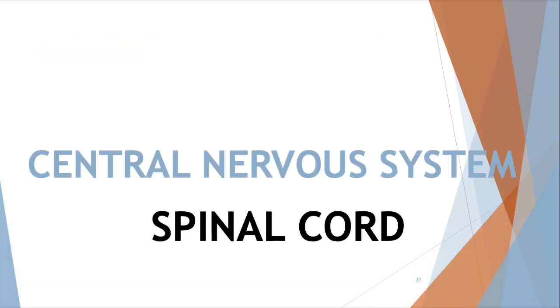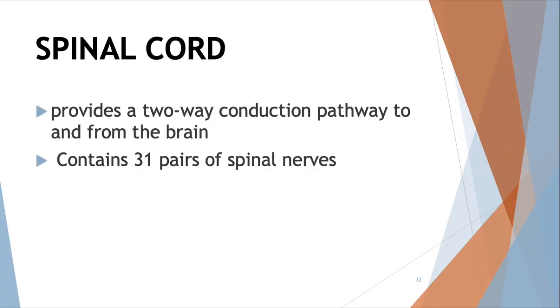Central nervous system, and we have the spinal cord. So we have already discussed the first structure under the CNS, which is the brain, and the second one is the spinal cord. Spinal cord provides a two-way conduction pathway to and from the brain. There are 31 pairs of spinal nerves, okay? 31 pairs of spinal nerves.